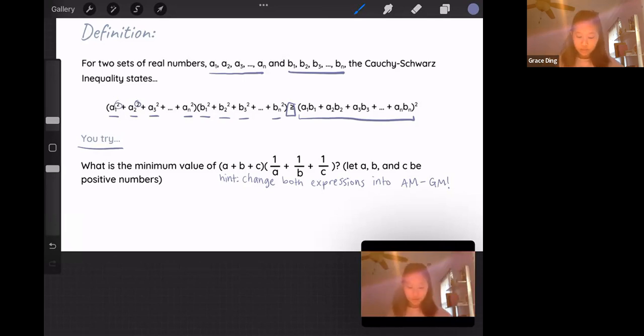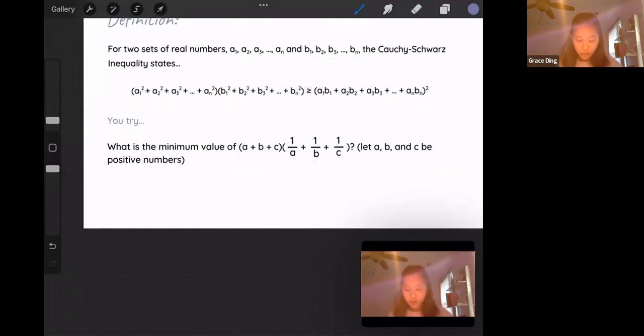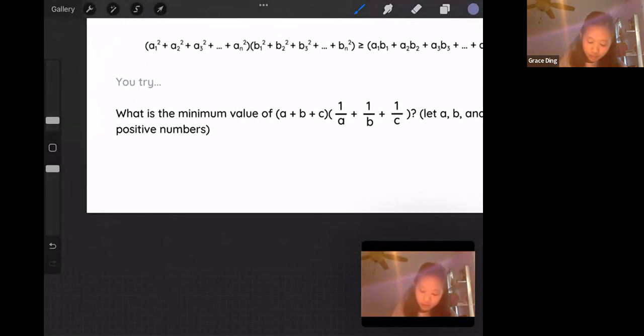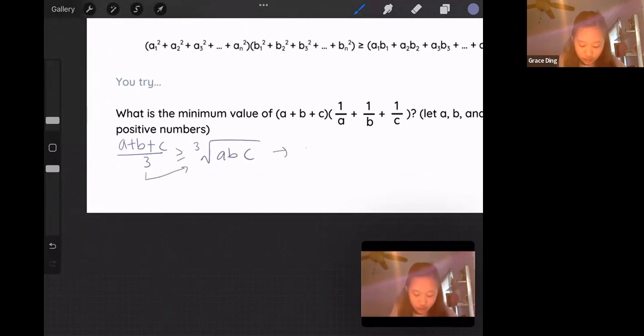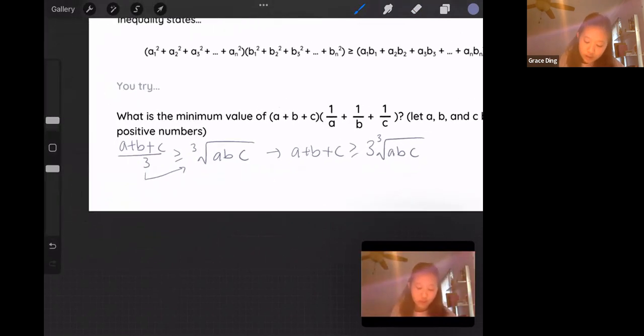Okay. I'll explain both ways so you can see how both of them work. I'll go with AMGM first, and then I'll go to Cauchy-Schwarz. So A plus B plus C divided by 3 is more than or equal to this. Now just move the 3 over, and we have A plus B plus C is always more than or equal to 3 times the cube root of this. And then we'll do the same thing to these and let them be the terms.